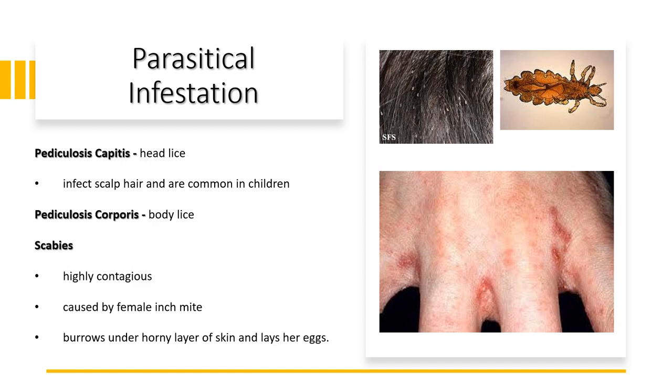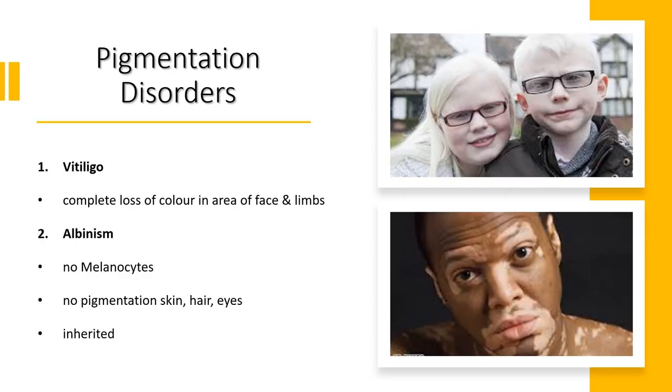And the type of question you might get is, which of the following is not a parasitical infection? And which of the following is? What type of infection is scabies? That type of question. Pigmented disorders are vitiligo and albinism, or albino as we call them more commonly.